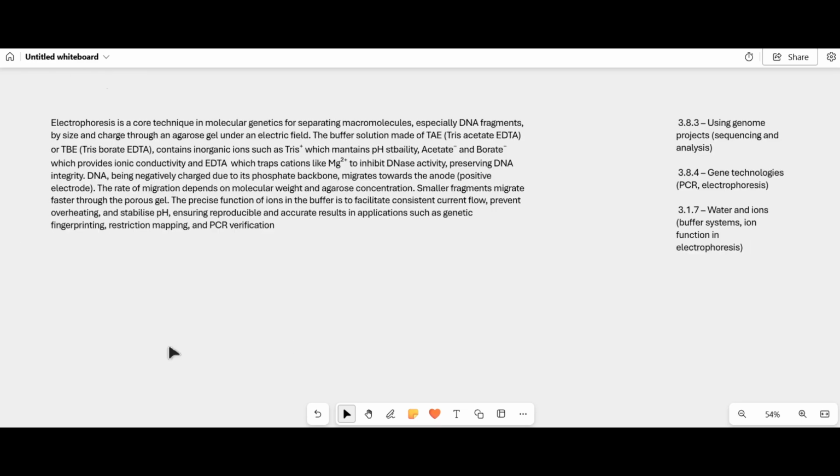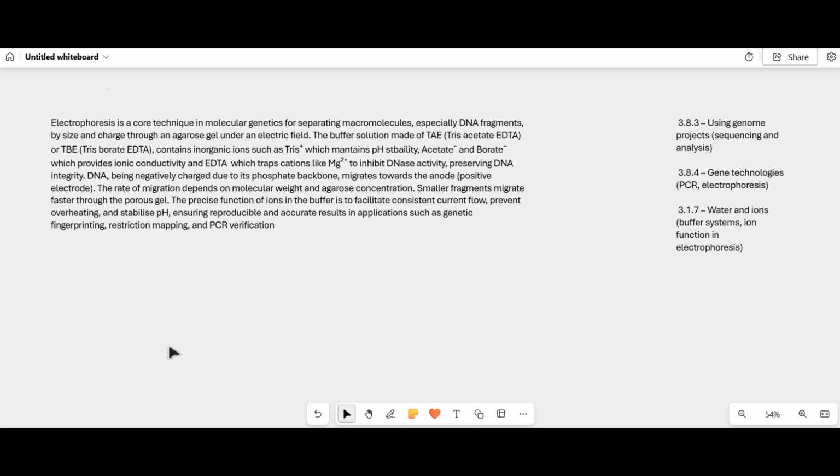Alright, cool. Now for this paragraph, you want to bring topic 8 into it, to really encompass those marks and get all the marks. So what you want to say here is that electrophoresis is a core technique in molecular genetics for separating macromolecules, especially DNA fragments, so that's talking about topic 8, by size and charge through an agarose gel under an electric field. So that's just normal A-level, nothing extra there.